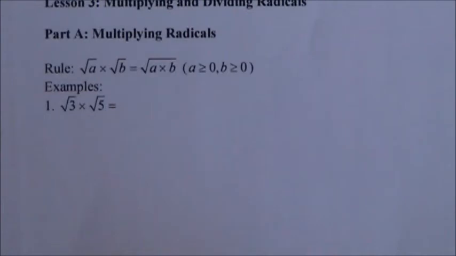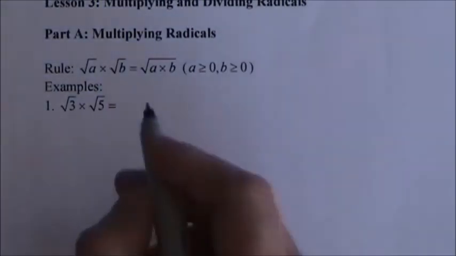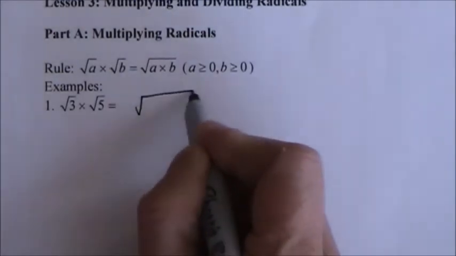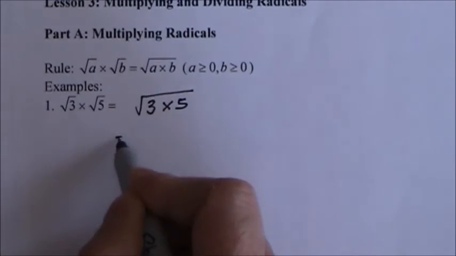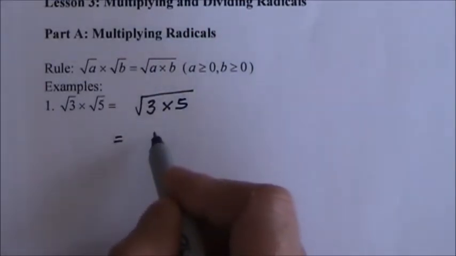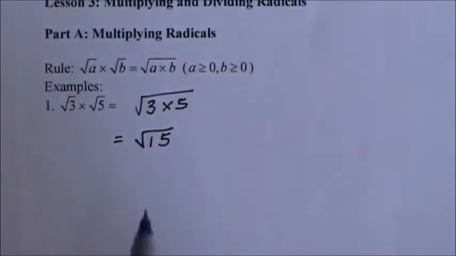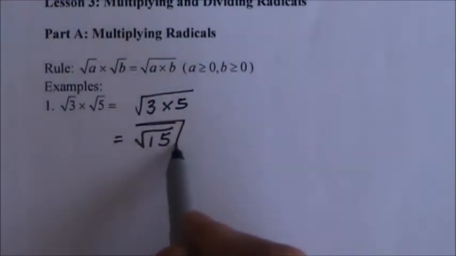Now, for our first example, we have square root of 3 times square root of 5. So we could rewrite that as the square root of 3 times 5, and then multiply our radicands together. 3 times 5 is 15, all under the radical sign. And there's our final answer.